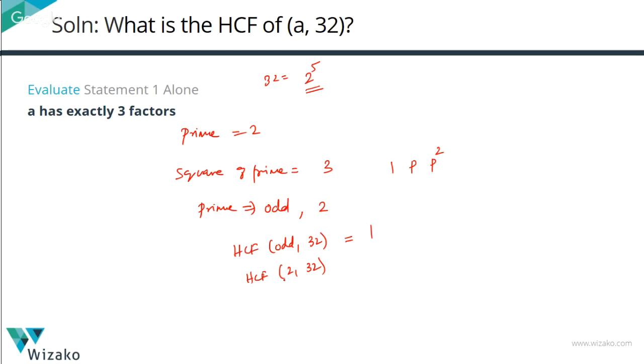Conversely, if the prime number ended up being a 2, this is the only exception. This is the only case which spoils the broth for us. In this case, the HCF is going to be equal to 2. So do we have a unique answer with statement 1? No. Statement 1 is not sufficient. Let's rule out choices A and D. Let's look at statement 2.